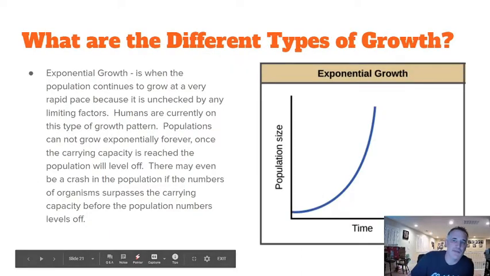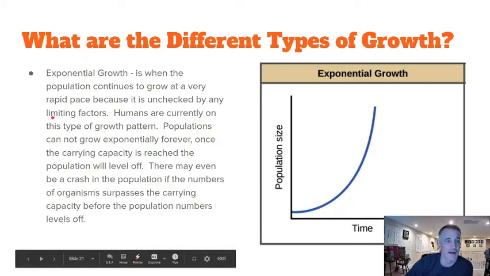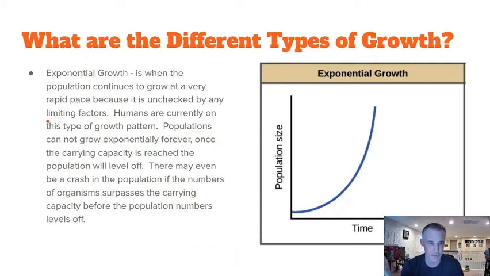Now there's two types of growth that you can see, and that's exponential and logistic. Let's start with exponential, which you see a picture of right here. Exponential growth is when the population continues to grow at a very rapid pace because it is unchecked by any limiting factors. What's a limiting factor? A limiting factor is things like the amount of food available, the amount of water, the amount of habitat, living space. Those are limiting factors. They can actually slow down and in some cases level off growth. We'll see that when we start talking about logistic growth.